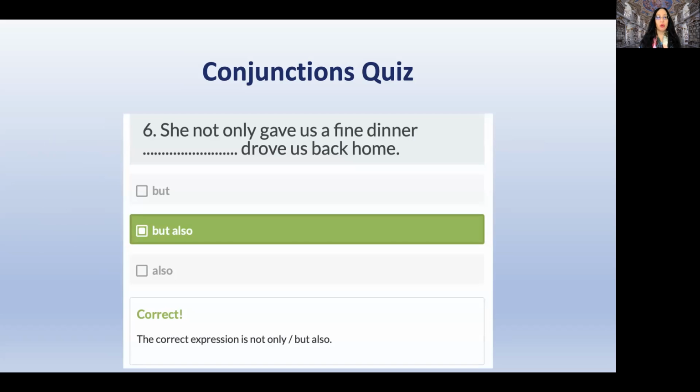But also. The correct expression is not only, or we can say, but also. For example, she not only gave us a fine dinner, but also drove us back home. Or we can say, she not only gave us a fine dinner, not only drove us back home. Does that make sense? No, it's not only used with but also.